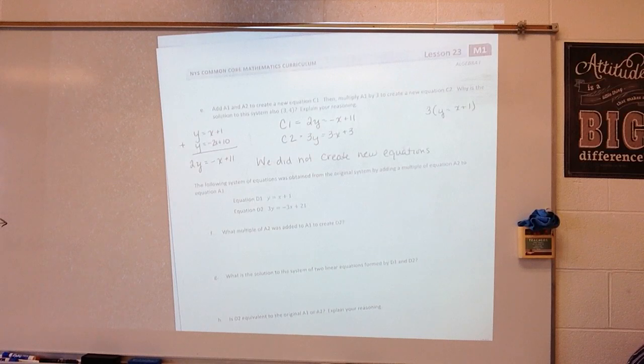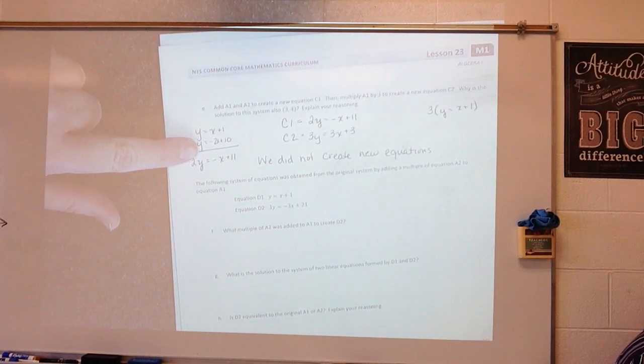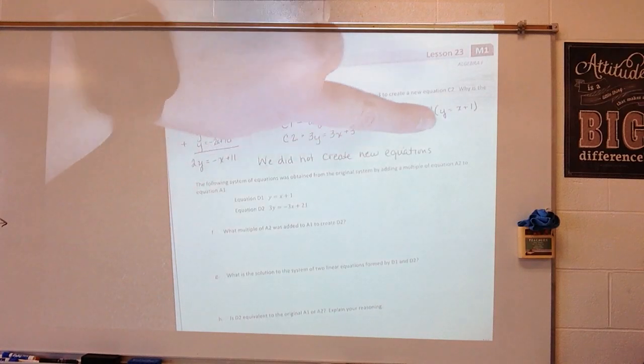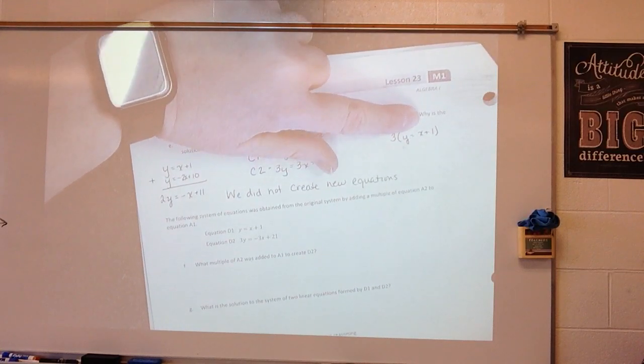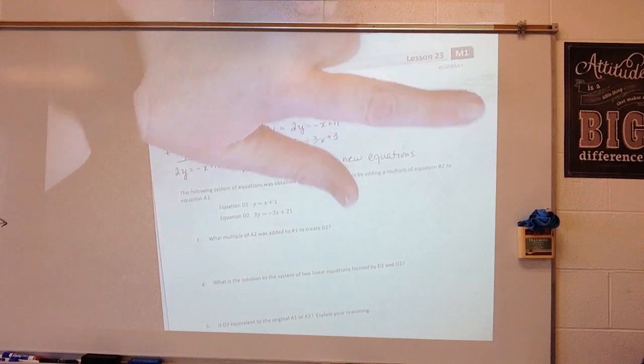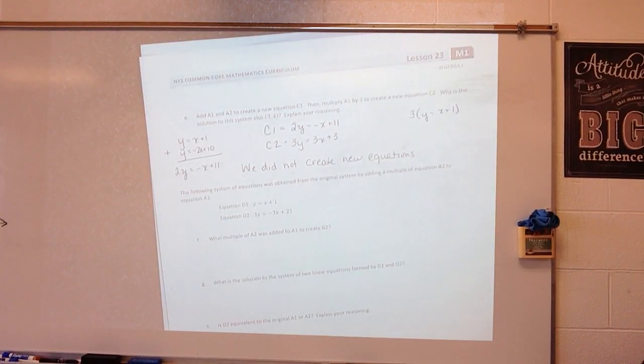So when you added two equations together, did it create a different equation? It does create a different equation because it gives us a different slope. But that's okay. Multiplying the equation by a constant did not give me a different slope, so that's why it's not a different equation.